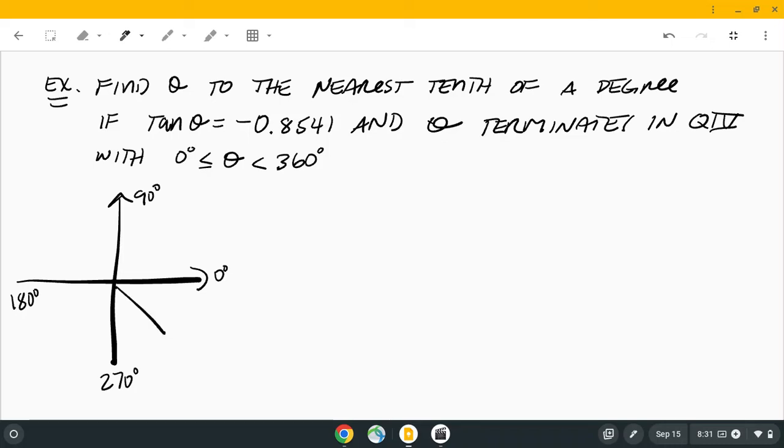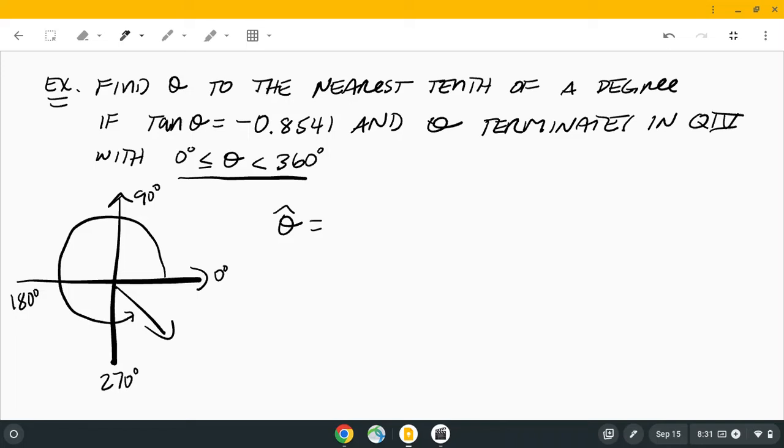Quadrant 4. So we terminate in quadrant 4. Our angle is somewhere between 0 and 360, so no negative angles. So we can't say, oh, it's this little angle. Nope, that's a negative angle. And it says here that it has to be greater than or equal to 0. So no negative angles, which means it's this really big angle here.